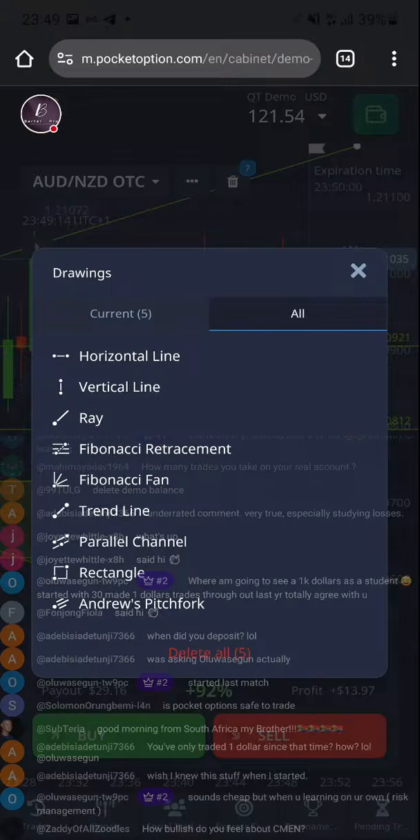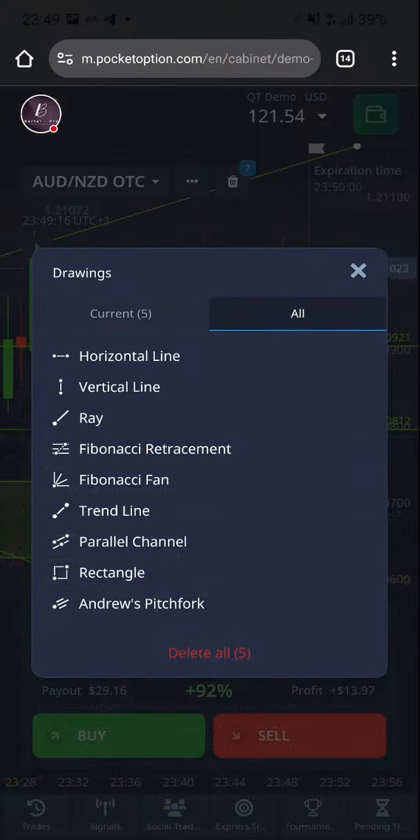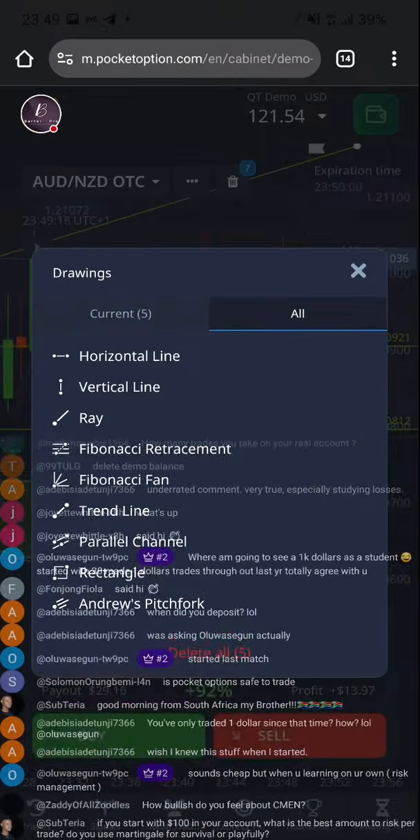How bullish do you feel about C? I don't know what you mean by that. If you start with 100 in your account, what is the best amount to risk?